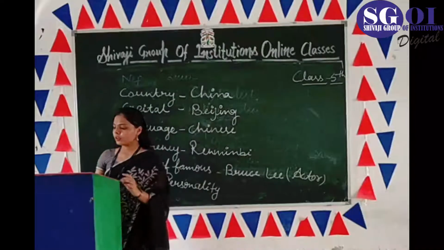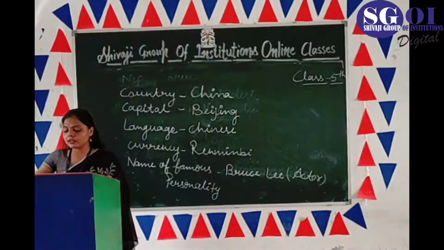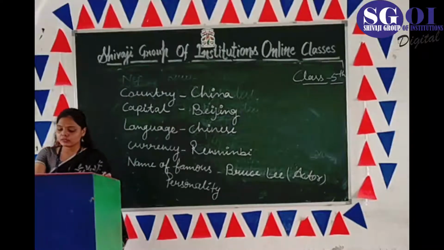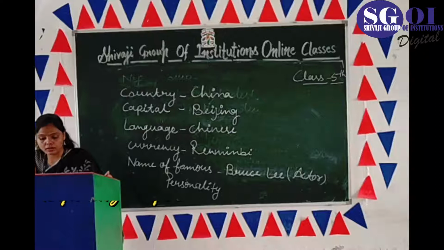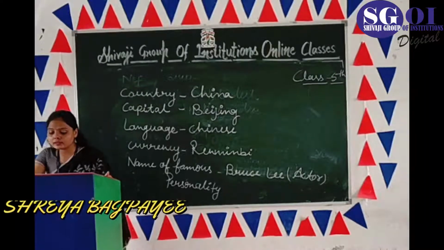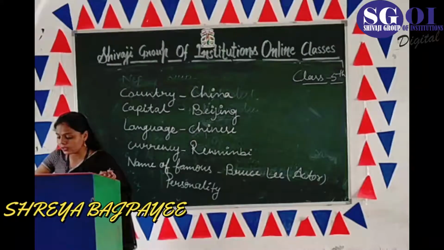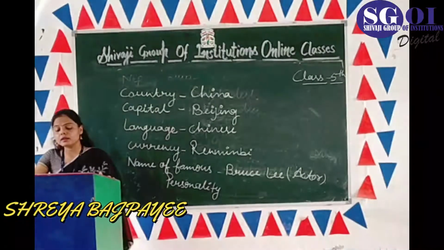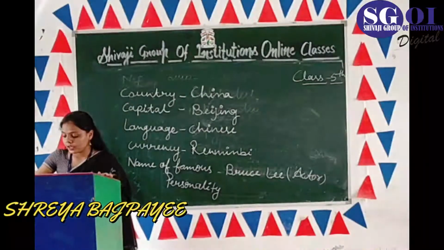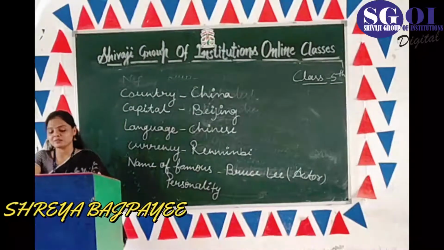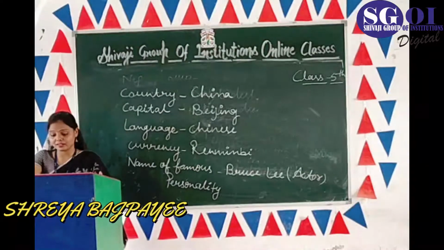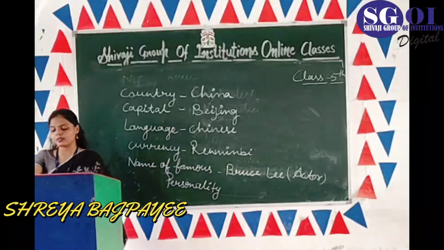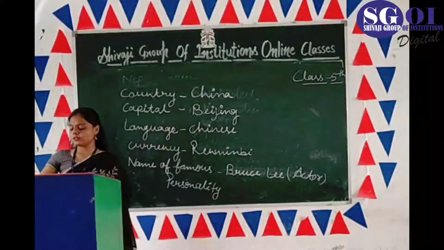So students, now the next country name is Bhutan. This is the capital of Bhutan, Thimphu, and the language is Dzongkha, and the currency is Bhutanese ngultrum. Now the next country name is Myanmar. Capital name is Naypyidaw, and famous personality Aung San Suu Kyi. Okay, these are politicians.